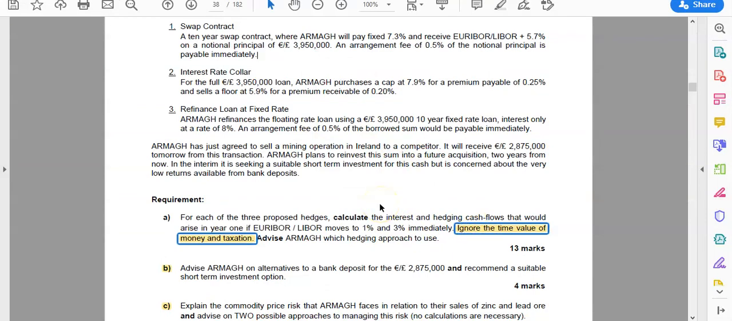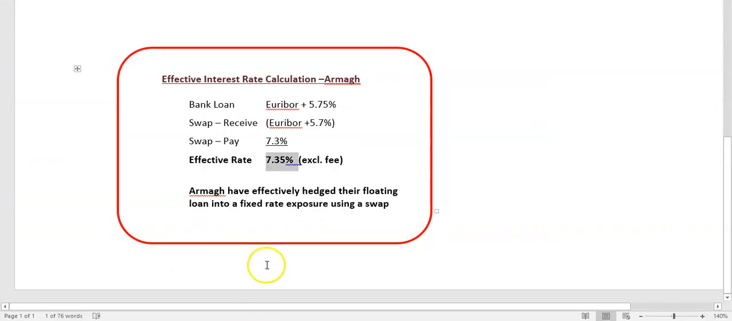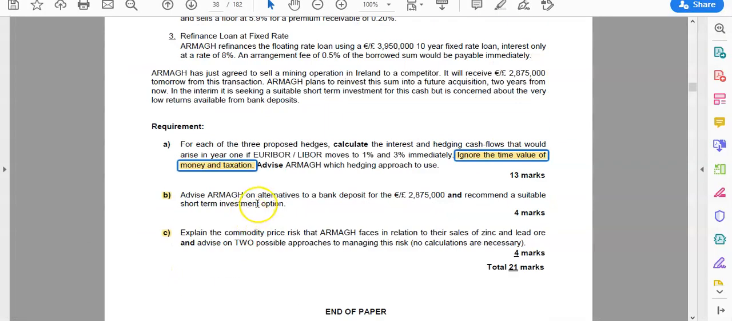But quite popular. And remember, risk management is guaranteed on the paper the way the syllabus is written in 2019-2020 at least. So then what we're looking at is your next part, which is part B. Advise Ardman on alternatives to a bank deposit for the 2875 and recommend a suitable short-term investment option. So what they're saying here is they're going to get 2875 and they want to see where they're going to put it. But they're concerned about very low returns. So this is like interest rate risk, only the other way. So it's a bit of like treasury management coming in here as well from Strategic Finance Session 6.